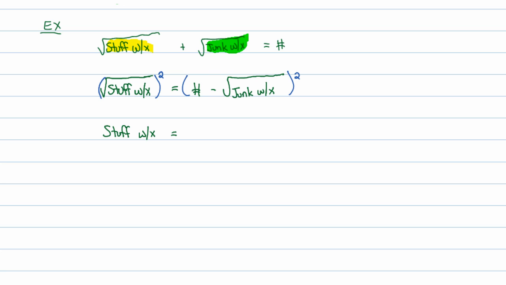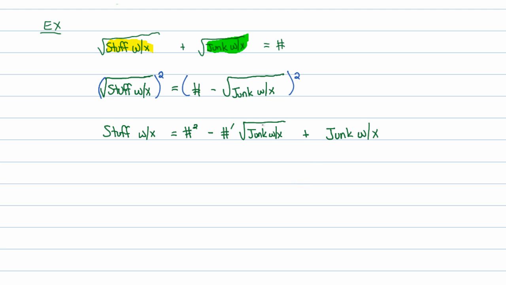On the left-hand side, I'll get number times number, or in other words, that number squared, minus some new number times the square root of junk with x. And then finally, negative root junk with x times a negative root junk with x becomes a positive. Well, square root times square root becomes a full power, so just a positive junk with x.